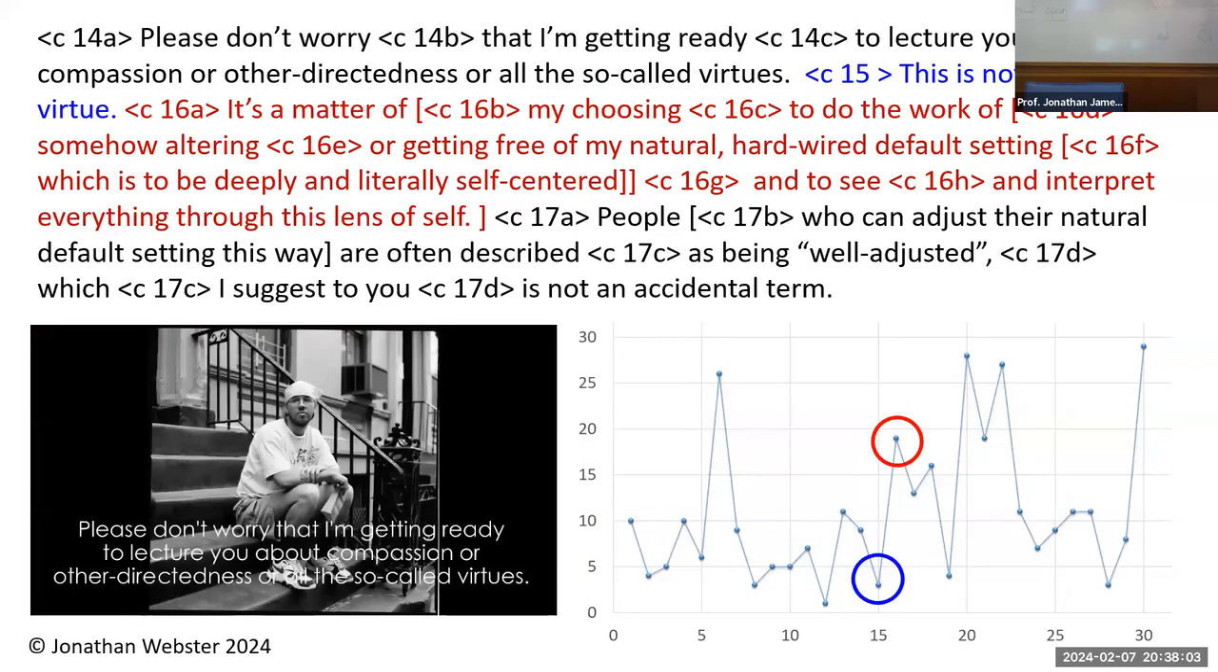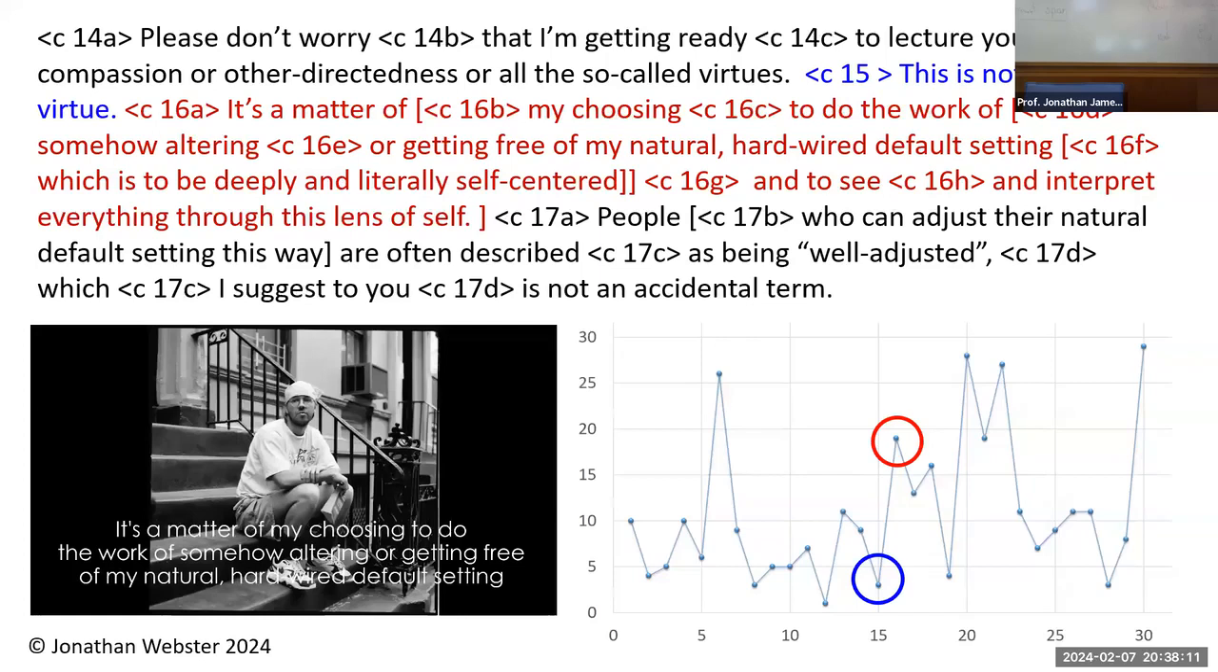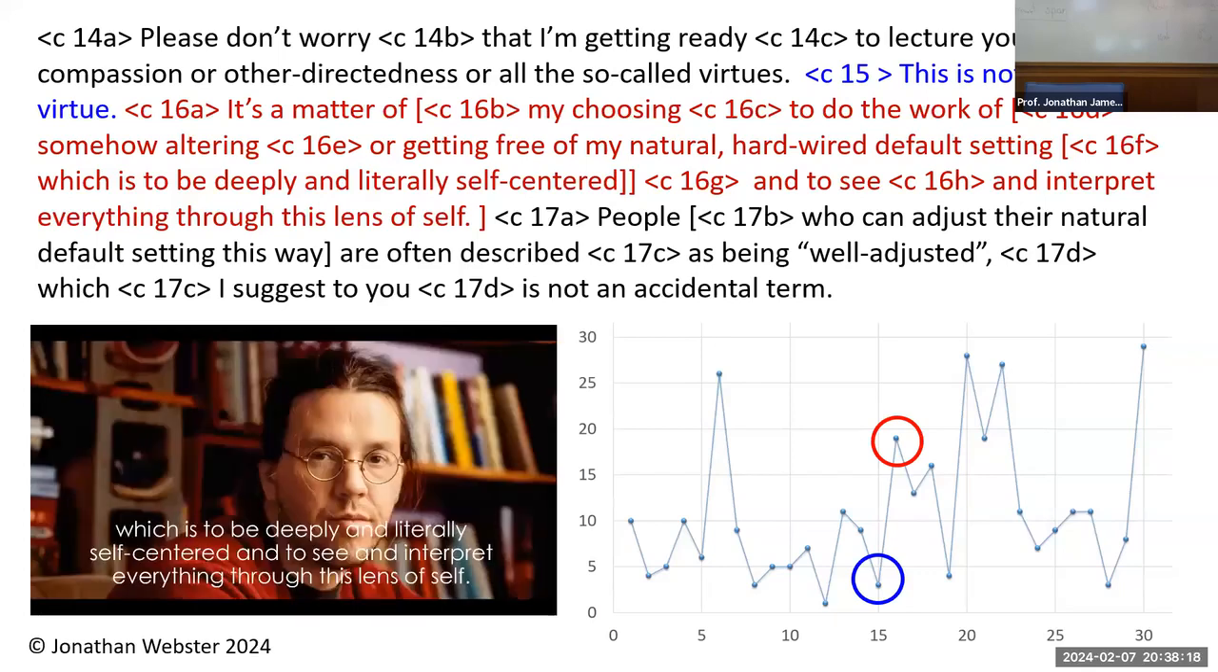Please don't worry that I'm getting ready to lecture you about compassion or other-directedness or all the so-called virtues. This is not a matter of virtue. It's a matter of my choosing to do the work of somehow altering or getting free of my natural hardwired default setting, which is to be deeply and literally self-centered, and to see and interpret everything through this lens of self. People who can adjust their natural default setting this way are often described as being well adjusted, which I suggest to you is not an accidental term.